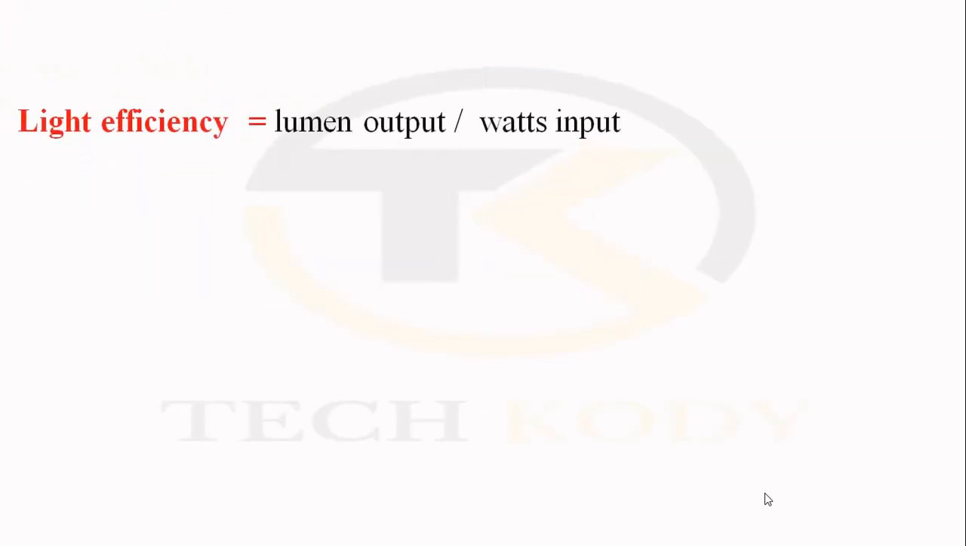The next one is lighting efficiency. Here you can find the efficiency of the light by using this formula. It is the ratio of luminous output by the input power of the source of light in watts.